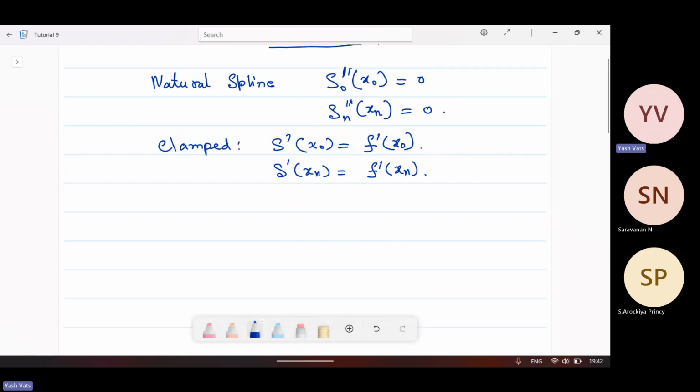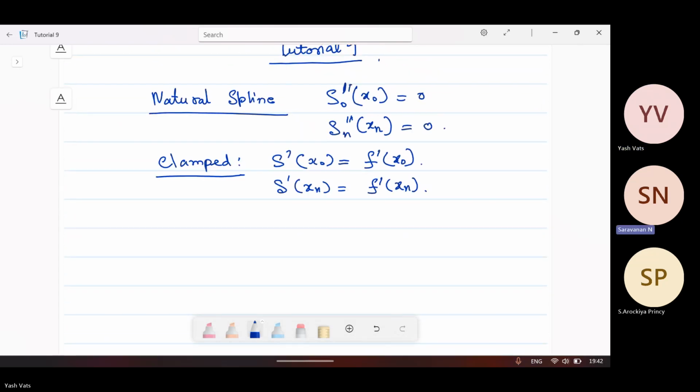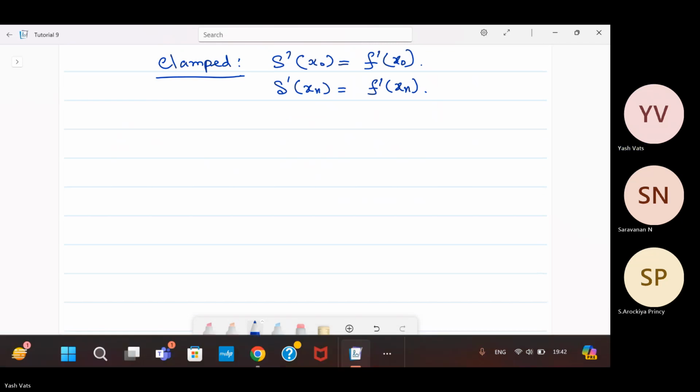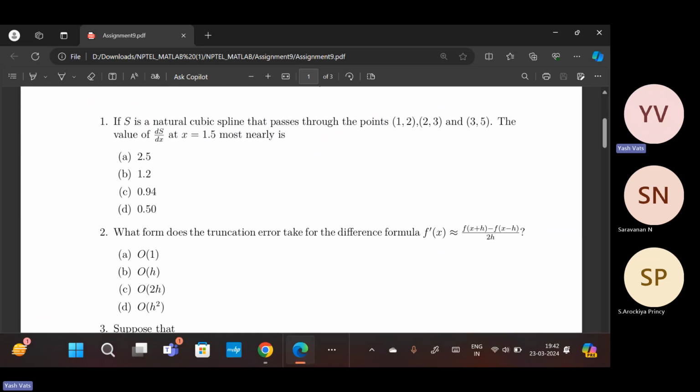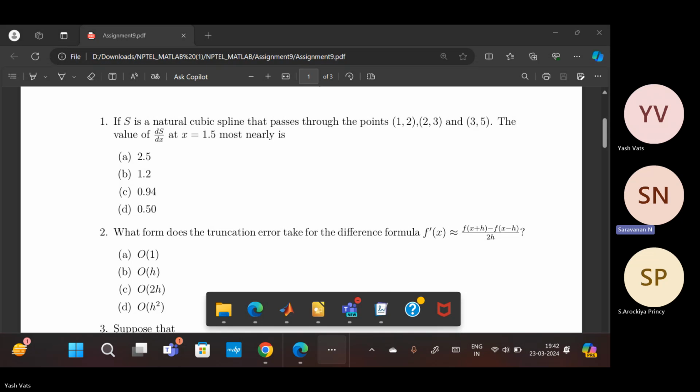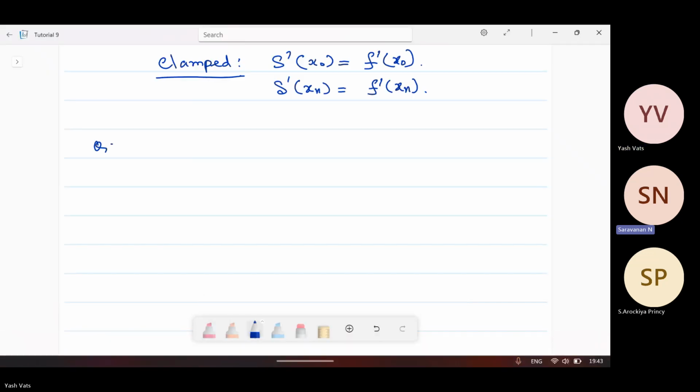Okay. So have you used these things in your assignments? Yes. That's good. So if S is a natural cubic spline that passes through the points, the value of this derivative with respect to x at x equal to 1.5 is most nearly what? Do you understand what this question is saying? It is passing through the points where the common nodes are 2 and 3.